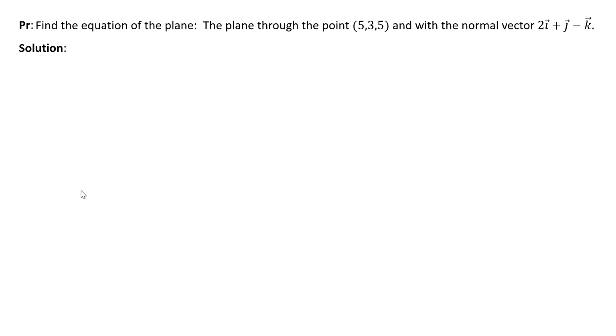Okay. All right. Next, there are quite a few problems, and I really would like you to pay attention to all these problems. So I told you this section is one that is kind of important and just a tad tricky. Find the equation of the plane through the point 5, 3, 5 with normal vector 2i plus j minus k. You know a point on the plane and the normal vector of the plane.